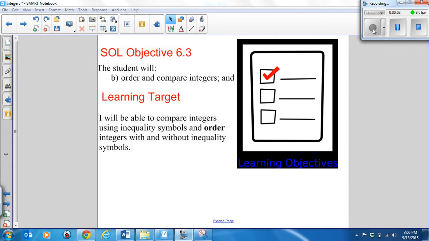Welcome to the video on ordering integers. The SOL objective is 6.3 that you will be able to order and compare integers. We've already done the comparing, so now we're going to order them. And at the end of the video, you'll be able to compare integers using inequality symbols and order. We're going to focus on ordering now. Order integers with and without inequality symbols.